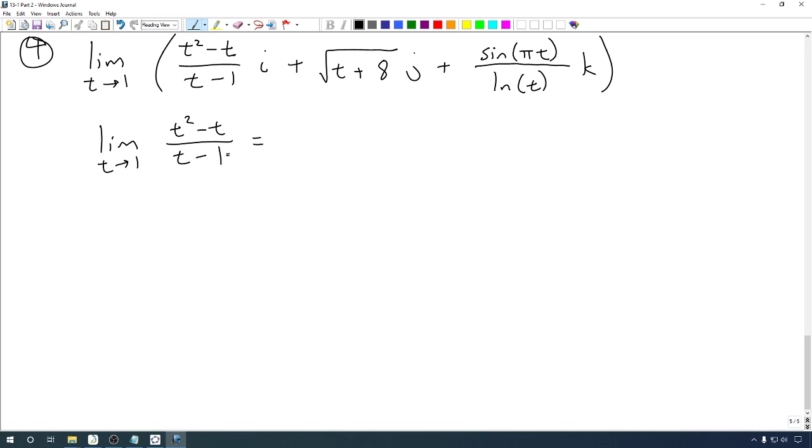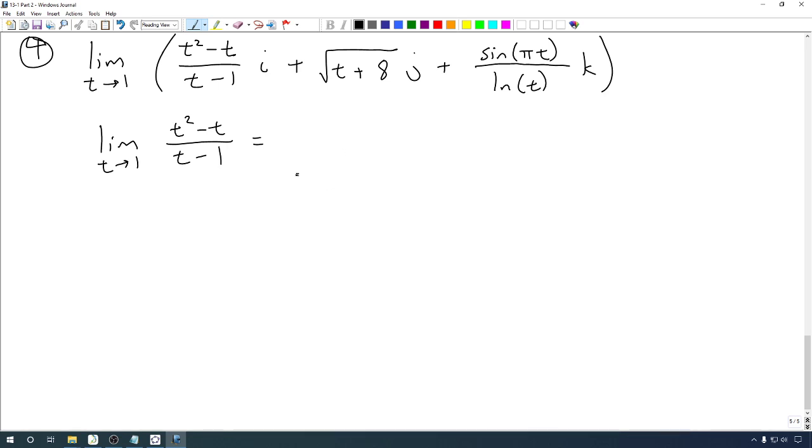So our first component function, I might say, is t squared minus t over t minus 1. I want to take the limit as t goes to 1. Of course, if I just try to plug in 1, things are going to break. We're going to get 0 over 0.